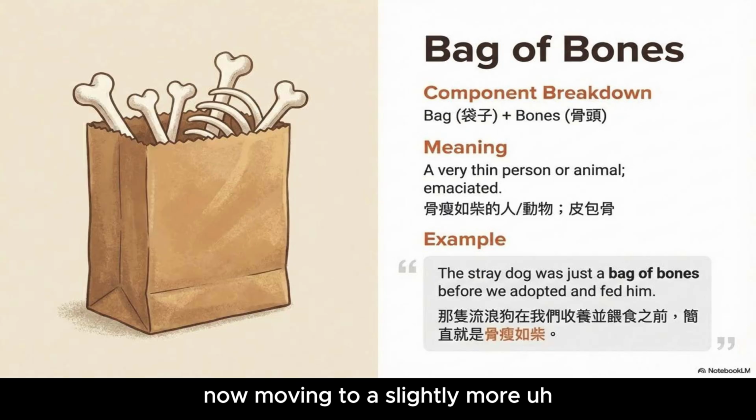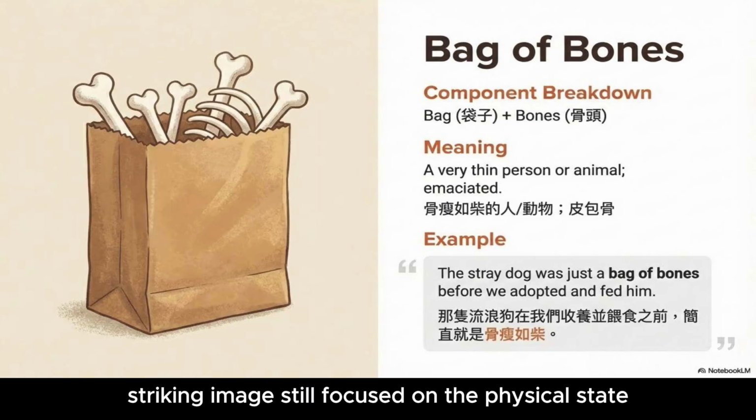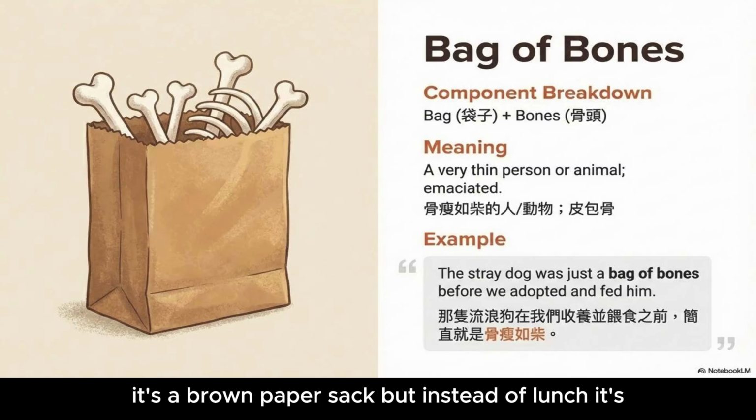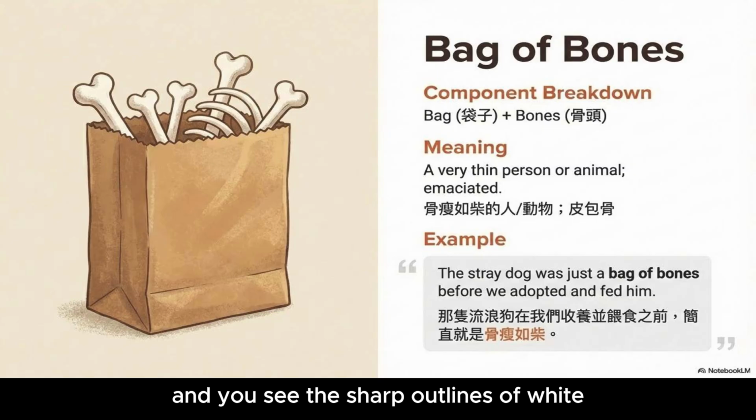Now, moving to a slightly more striking image, still focused on the physical state, we have idiom 2, bag of bones. Okay, the visual for this one is pretty startling. It's a brown paper sack, but instead of lunch, it's thin, stretched, and you see the sharp outlines of white, dry bones overflowing from the top. It's meant to be shocking.